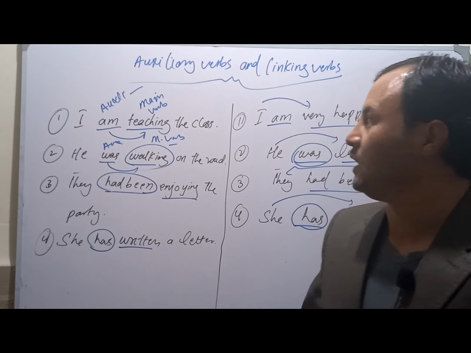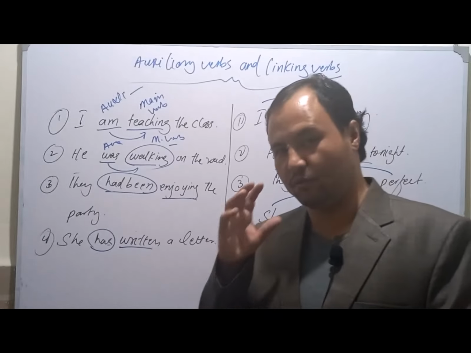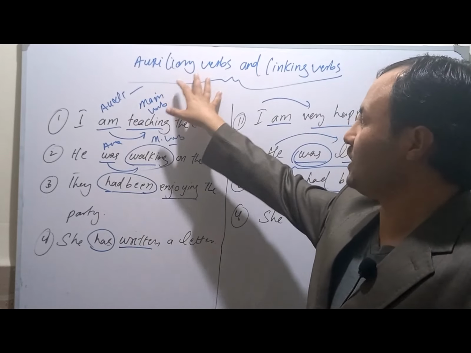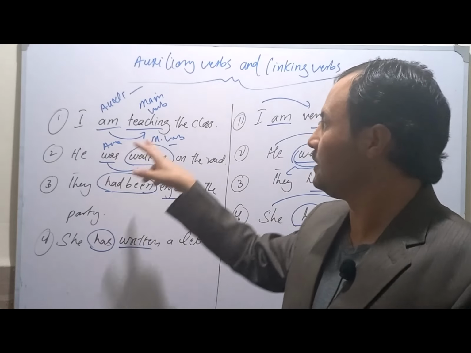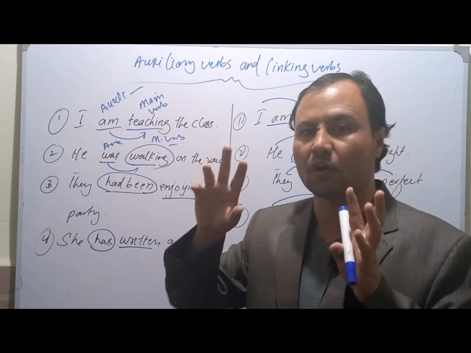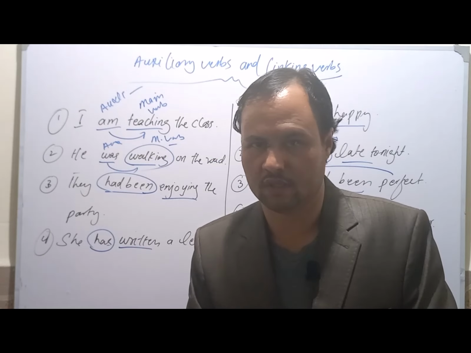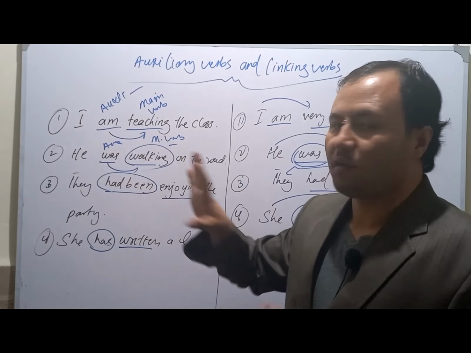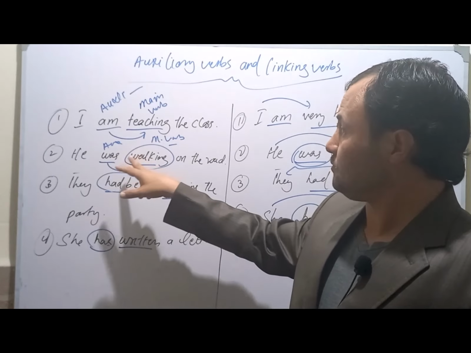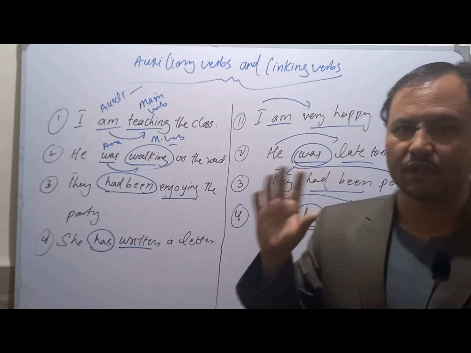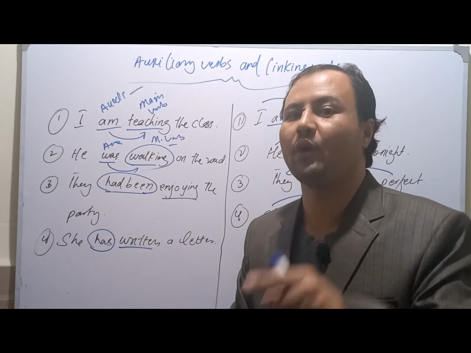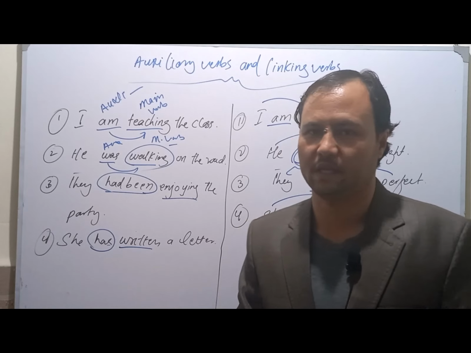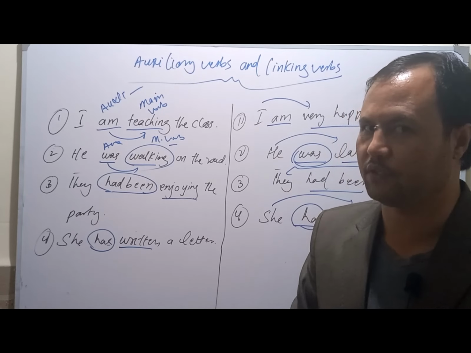So in order to make it more clear, let me revise once again. Auxiliary verbs are used with the main verb to change the tense or mood of the sentence. They are meaningless, you know this much. And linking verbs are the verbs which link the subject with the rest of the sentence, and they do not show any action. We call them linking verbs. I hope you have understood.